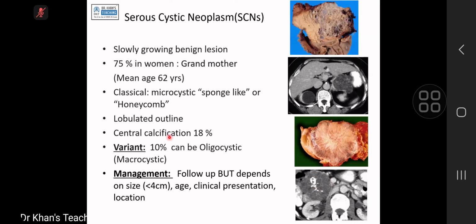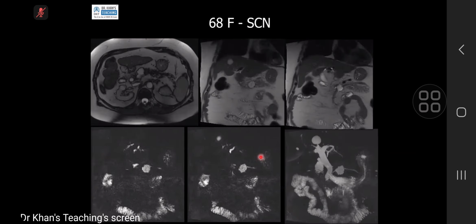How many of them are calcified? 18%. Pitfall. What is a pitfall? The pitfall is that 10% can be oligocystic, so they can have a large cyst. Usually, if it is a small lesion, we leave it, but if the size is more, this one was very large. It was about, I think, 14 centimeters or something like that. So that's why it was removed, because of size and age of presentation, etc. Otherwise, we can follow them up.